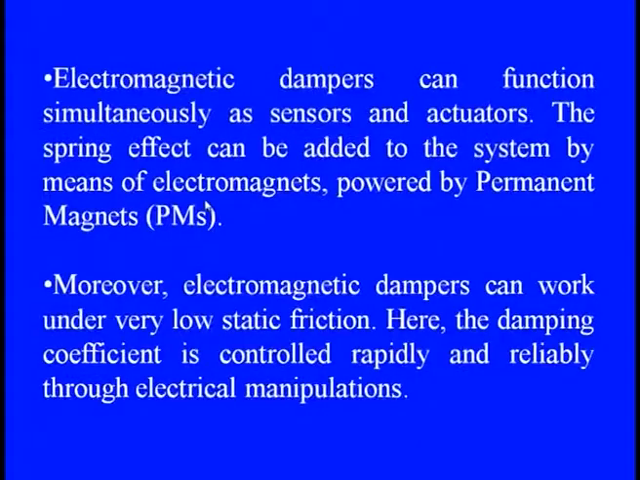So we can say that electromagnetic dampers can function simultaneously as the sensor and the actuator. The spring effect can be added to the system by means of the electromagnets, which are powered by the permanent magnets. So when we just want to sense things, whatever the sensing features are, these electromagnetic dampers can act with the inclusion of these permanent magnets as the spring features.